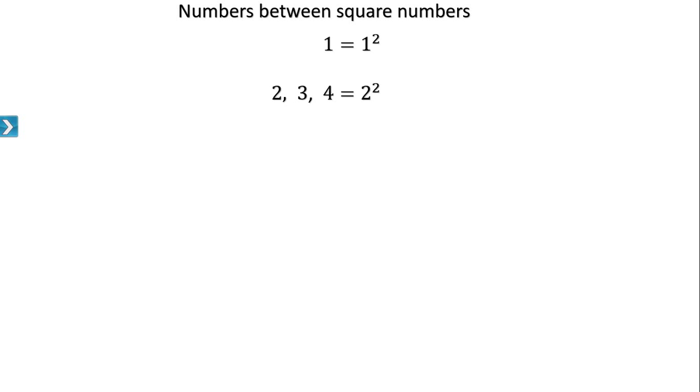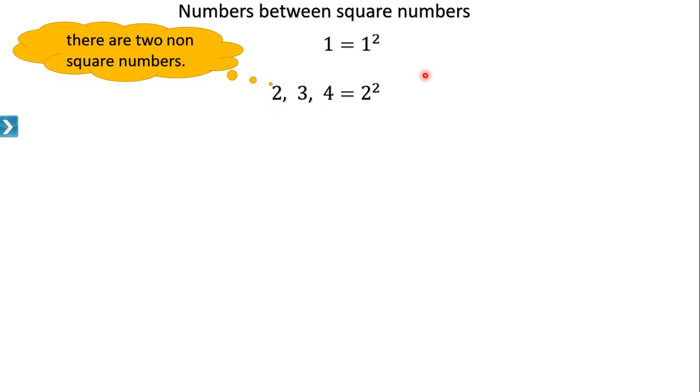So how many numbers are there? 2. How many numbers are there between 1 and 4 which are not perfect squares? There are 2 numbers between 1 and 4 which are not perfect squares. So there are 2 non-square numbers. 1 square and 2 square are square numbers, and between 1 square and 2 square there are 2 non-square numbers.